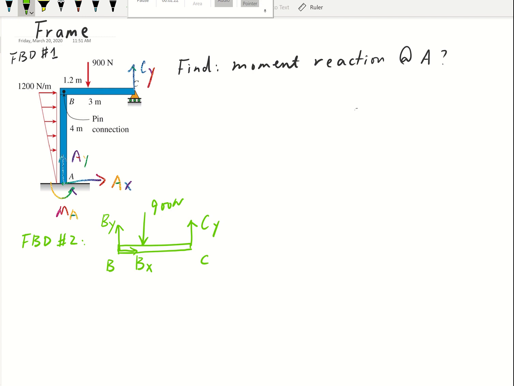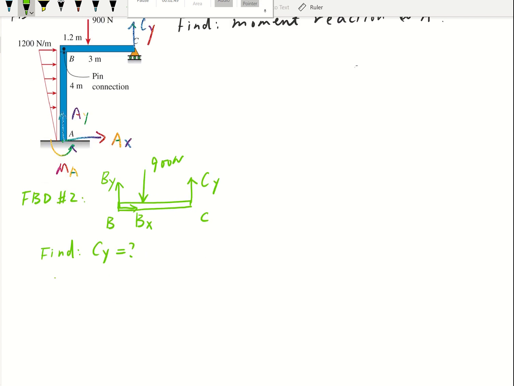Now let's go back to FBD number 1. If we were to use this entire FBD 1, we will have 4 unknowns. If we can find a CY in the second FBD, then we will be able to solve the problem. So here, our goal is just trying to find CY. So how do we do so? Let's set up a moment equation.